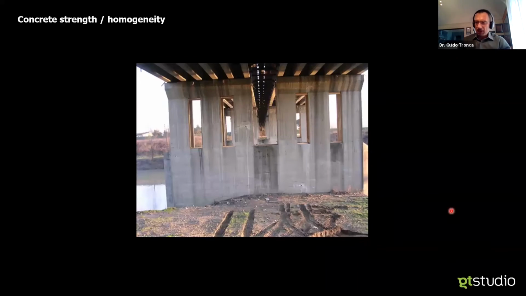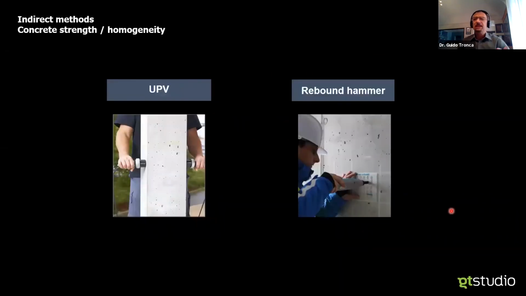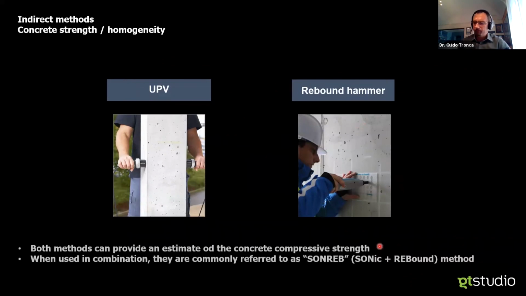Okay, so much for imaging. Just a short overview of the concrete strength and the homogeneity calculation. I won't dive into the technical details of the tools, but I'll just pick up the two champions for this purpose, which are ultrasonic pulse velocity, UPV, and a rebound hammer.